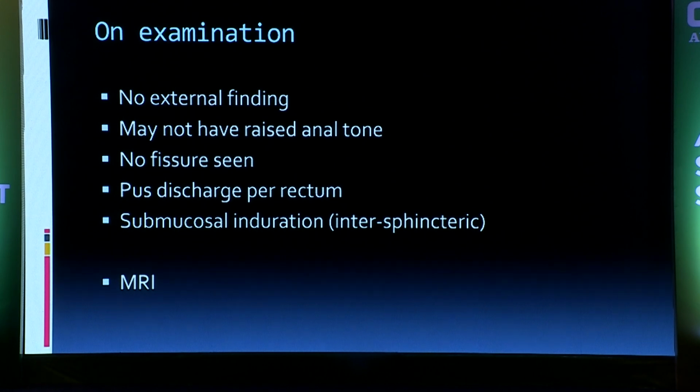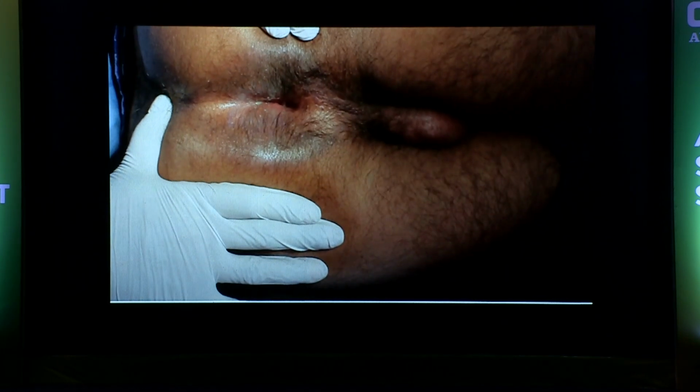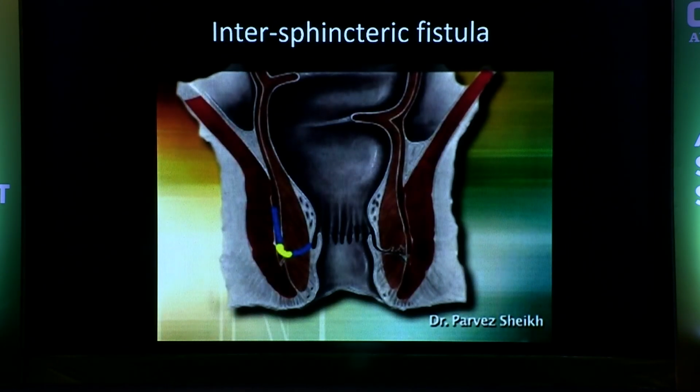And of course, if all this history is there, then you can do an MRI and pick them up. And this, as you said, what are the options?